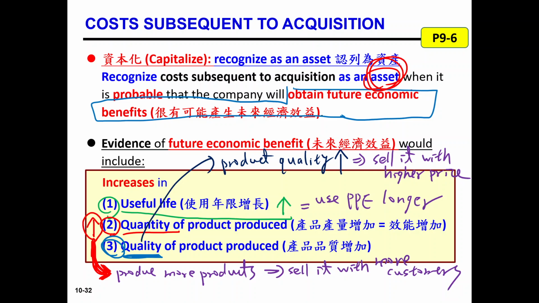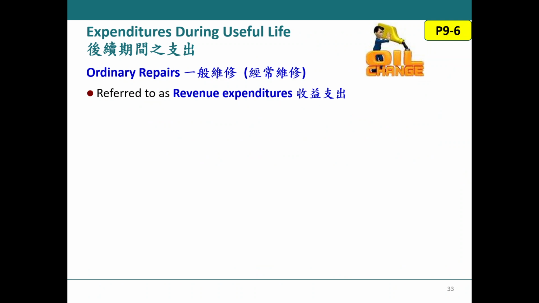So based on the case, usually the money you spent, we can classify into two separate groups. With future economic benefit, without future economic benefit. Okay? So when the money you spend has no future economic benefit, that group is ordinary repairs, 一般维修，经常维修. Also, we call them revenue expenditures, 收益支出. Revenue expenditures, ordinary repairs.